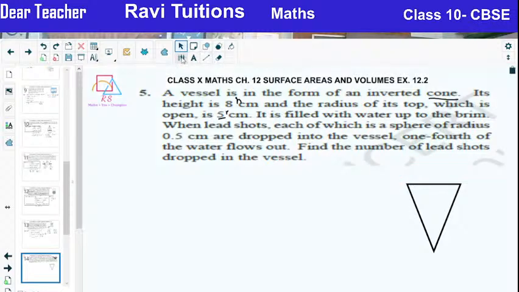So in this, the radius r is equal to 5 centimeters, and the height is equal to 8 centimeters. So it is filled with water to the brim, అంటే ఇక్కడ వరకు పై అంచు వరకు అన్నమాట.